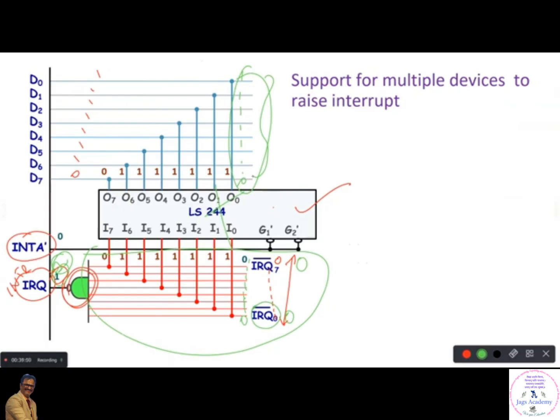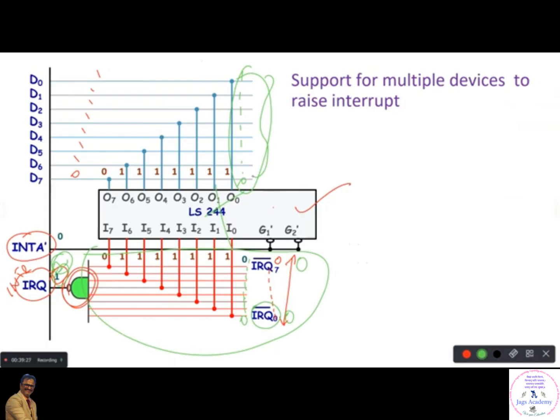But how does it serve that interrupt request? At that time, it has to do what we call priority. Yes or no? Right? If 2 of you come to me at a time asking for something, can I serve both of you at a time? No. So I should give priority.